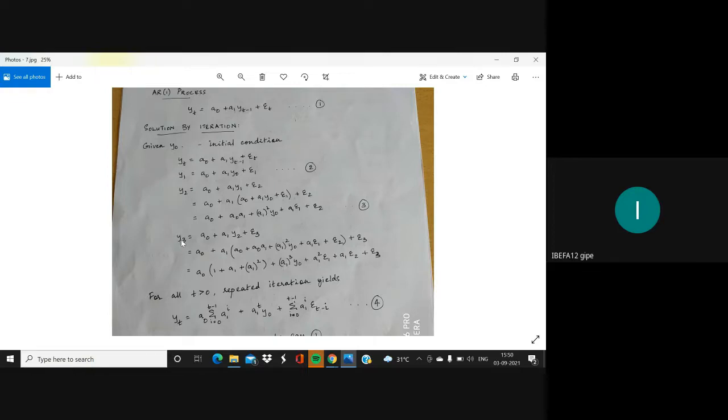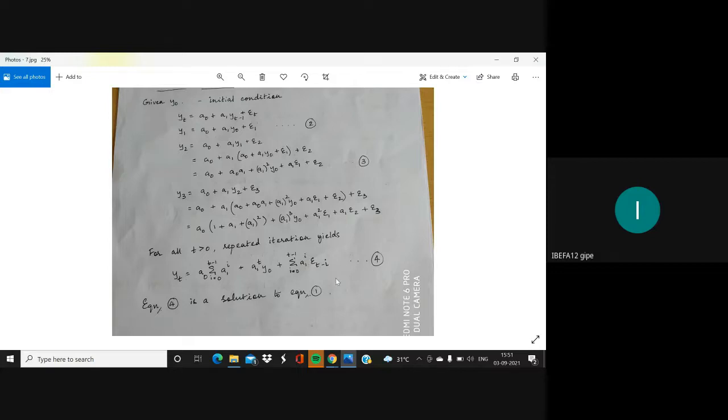Then again y3 is equal to a0 plus a1 y2. You're relating yt at time t to its first lag. So you get y3 is equal to a0 plus a1 y2 plus e3. Again, instead of y2, we just plug in equation 3. Substitute equation 3, and you get this form of the equation. And then this. So if you keep repeating this for all time, as t assumes positive values, repeated iteration will result in this. This will be the general solution for this stochastic difference equation.